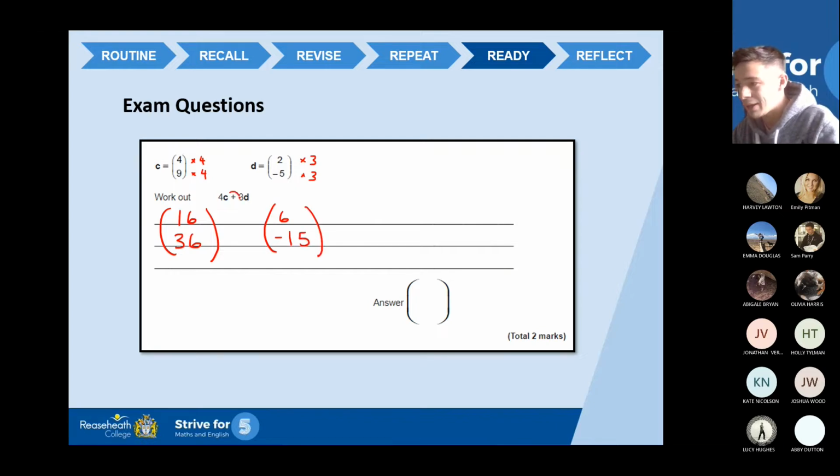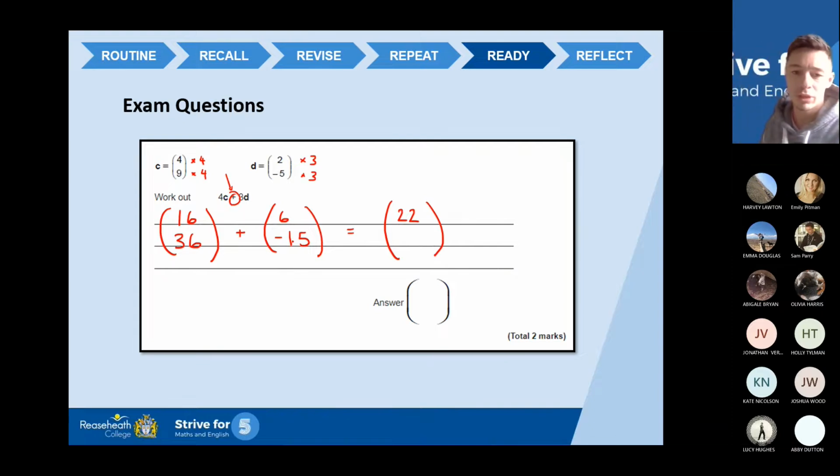Now you'll see here we're adding them. That's crucial. Get the symbol correct in the middle. We're adding them. So we add the top 2 values. So 16 add 6 is 22. And then we add the bottom. And this is going to be on a calculator paper, so don't even stress with the negative numbers. Just use your calculator. 36, add -15, 21. My final answer would be 22, 21, and that would be worth 2 marks.